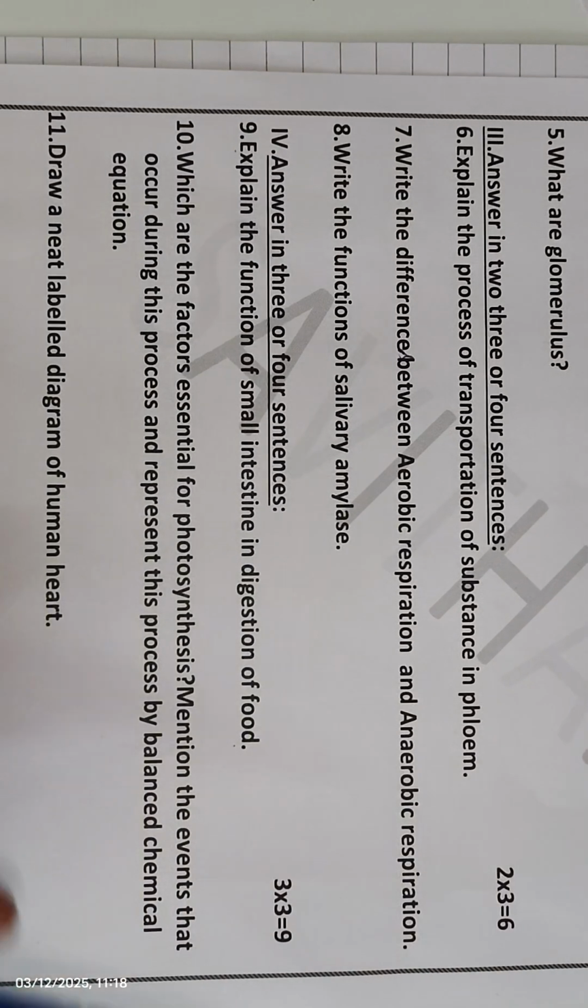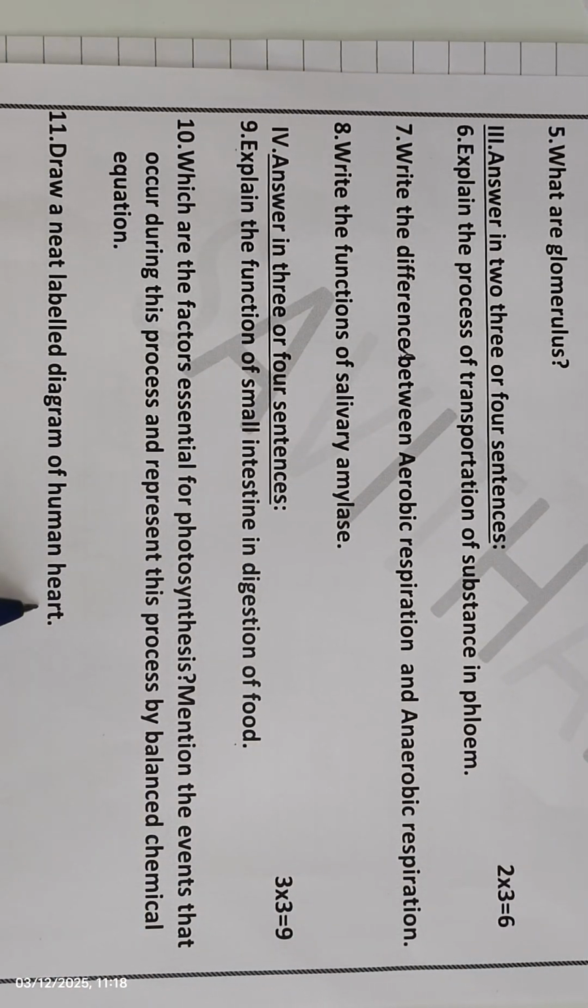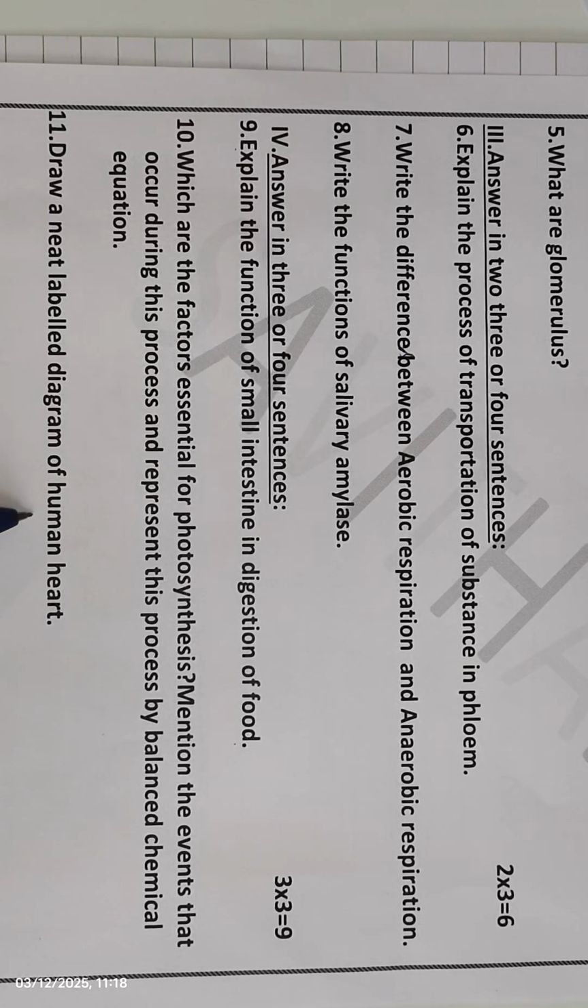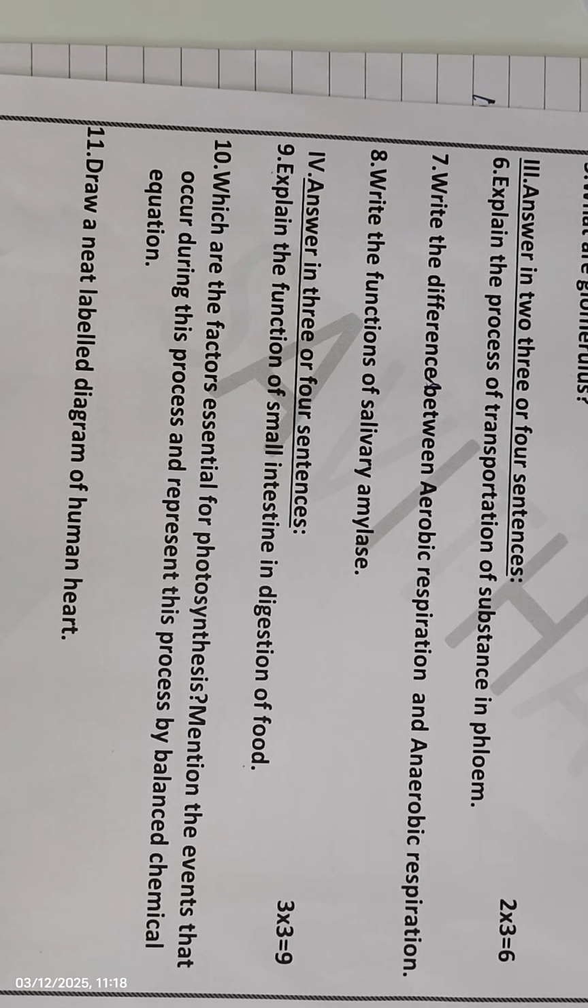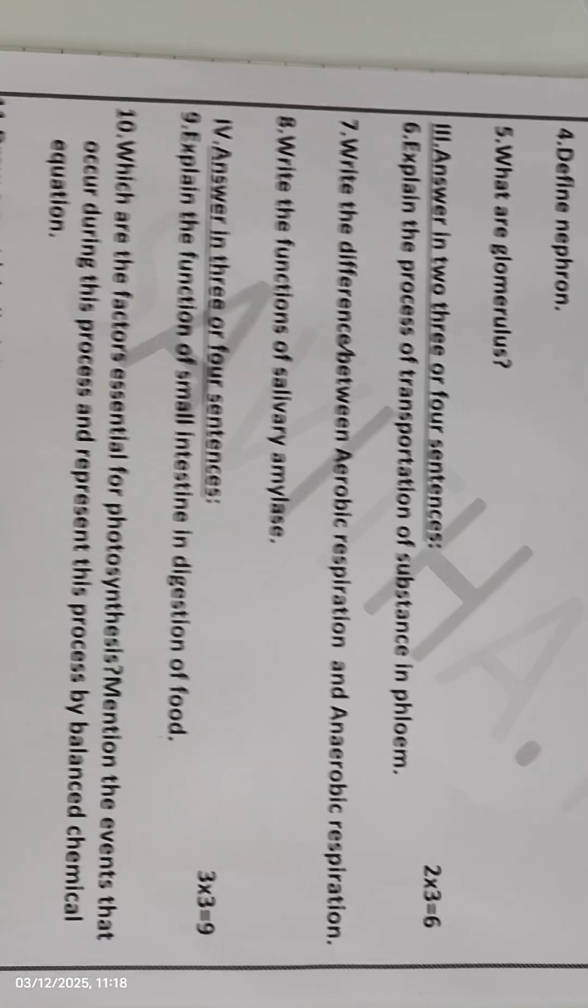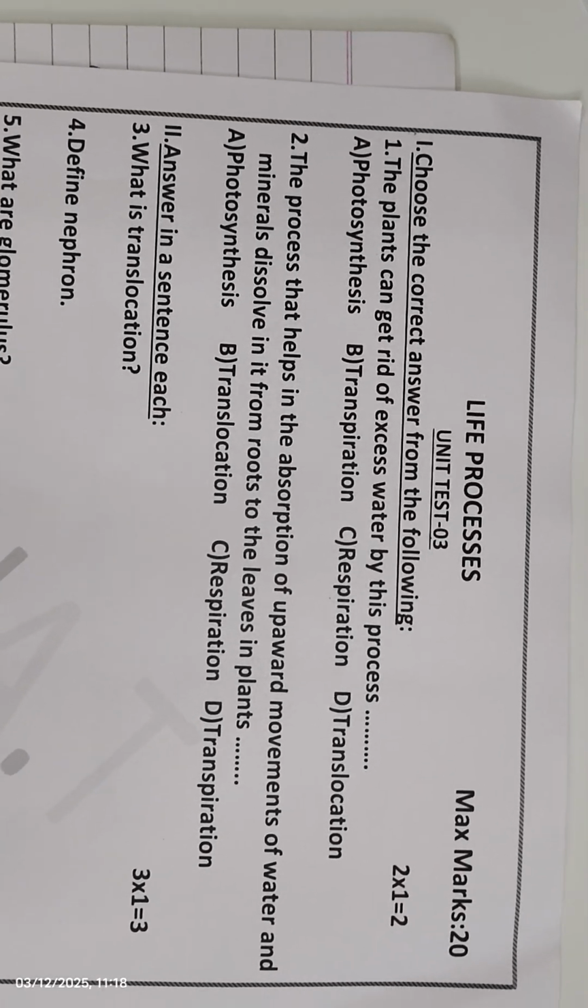It is a diagram question, the human heart. Draw a neat labeled diagram of the human heart. You have to draw the labeled diagram of the human heart. So by this we have successfully answered unit test paper 3.